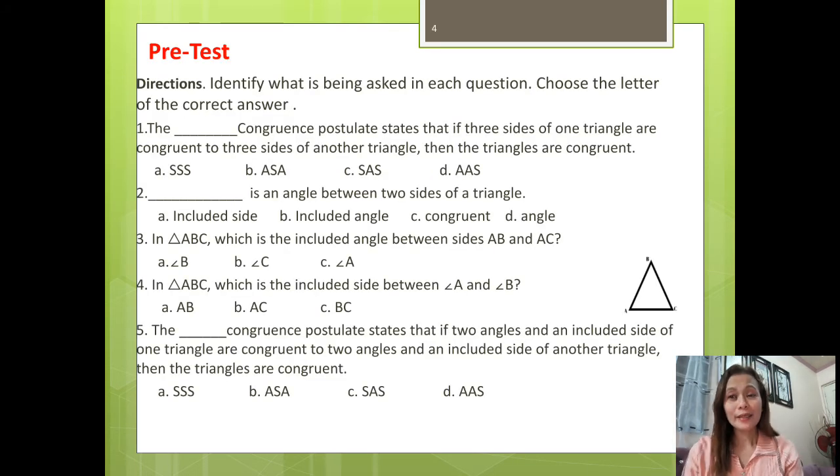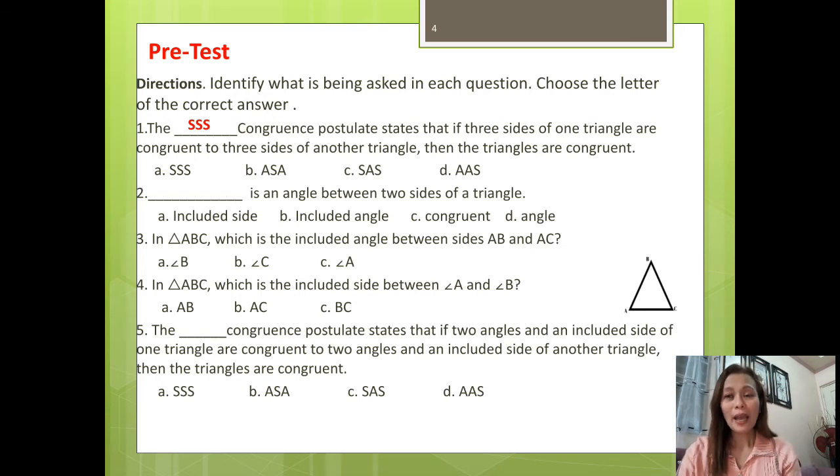Let's have a pre-test. Identify what is being asked in each question. Choose the letter of the correct answer. For number 1, the blank congruence postulate states that if 3 sides of one triangle are congruent to 3 sides of another triangle, then the triangles are congruent. Letter A, SSS. Letter B, ASA. Letter C, SAS. Or letter D, AAS. So, what do you think is the answer? So, the answer is SSS, and that is letter A.